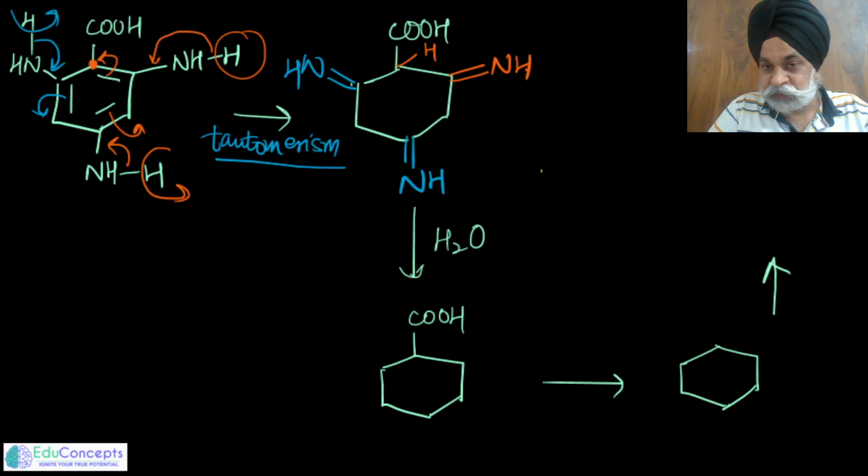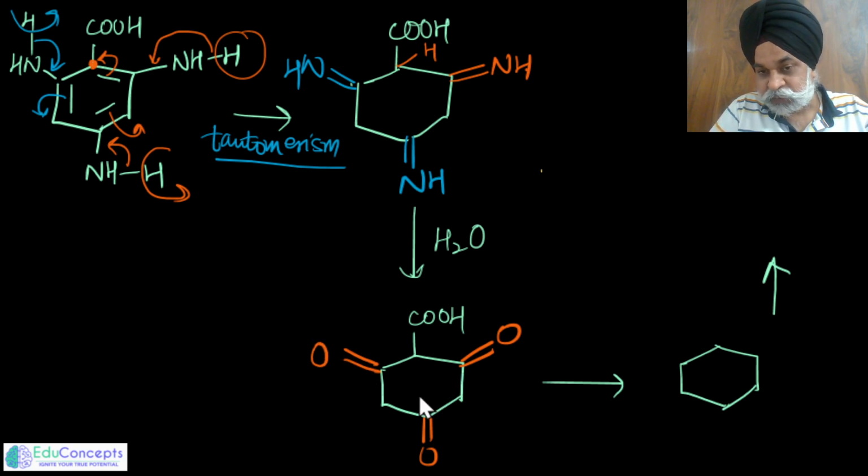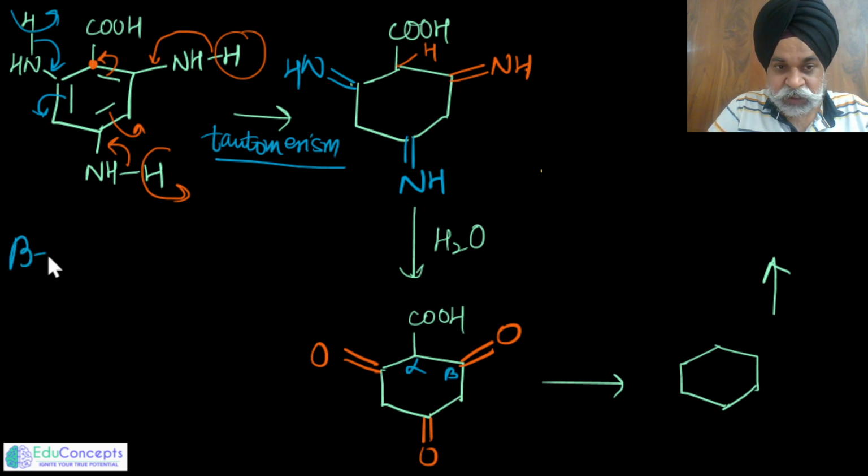So it's the same viewpoint we can take here also, that here it got converted into CO. All of these got converted. Beautiful question it is. All of these got converted into CO. Now thereafter, if you carefully see, this is a case of alpha, beta. This is a beta keto acid.